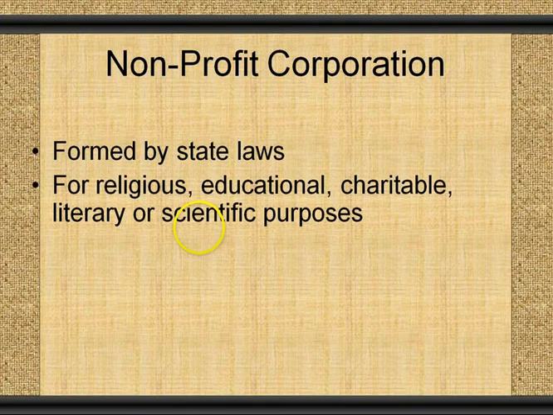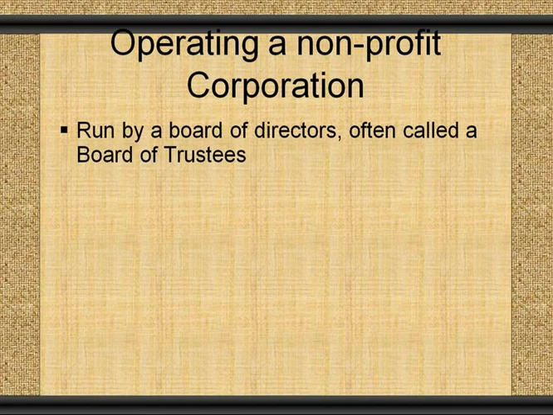They're also called 501c3 corporations. The 501c3 comes from the IRS code that specifies what kind of a corporation qualifies as a nonprofit. They are like S corporations and any other corporation. It is a corporation and it's formed by state laws. It's specifically for religious, educational, charitable, literary, or scientific purposes. You can actually go to the IRS code 501c3, and they have some other ones listed as well, but those are the primary ones.